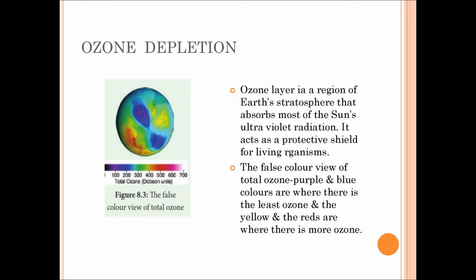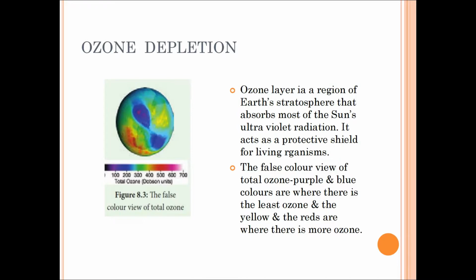Next is ozone depletion. Ozone layer is present in the Earth's stratosphere. This absorbs the sun's ultraviolet radiation, and so this ozone layer acts as a protective shield which prevents the penetration of ultraviolet radiation from the sun, by which it protects all the living organisms. It acts as a protective shield.